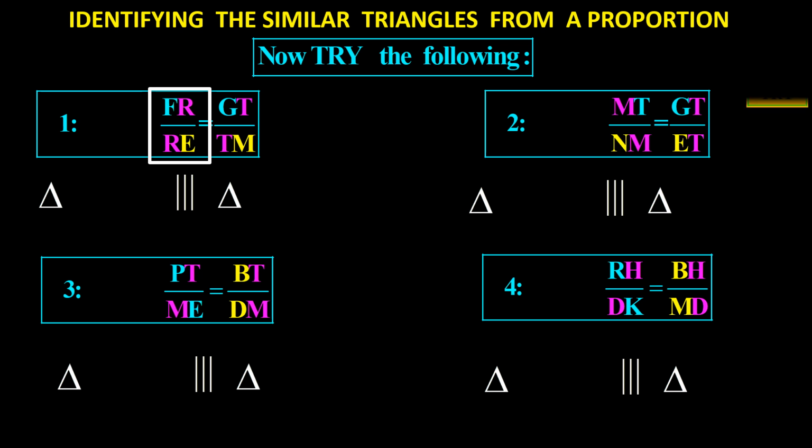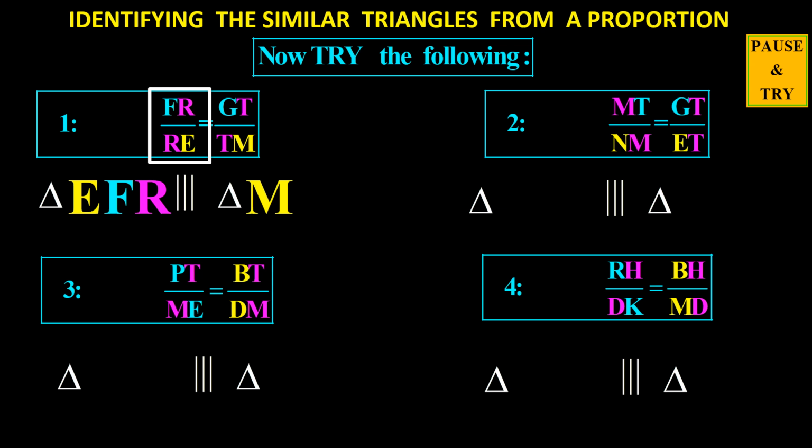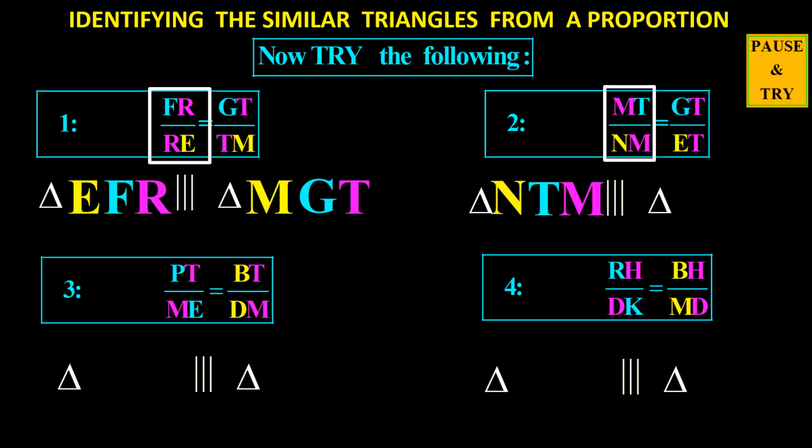Okay, let's see now. There I have FR over RE. So there's a F and a R and a E. So FR, I need a E. RE, I need a F. And the third letter has to be a R. Okay. GT over TM, so I need a M. And the TM needs a G. And then I need a T. Let's look at the next one. MTN, so MT is opposite N, NM is opposite T, and then the third letter is a M. GTE, so I need an E, ET is opposite G, and the third letter has to be a T.